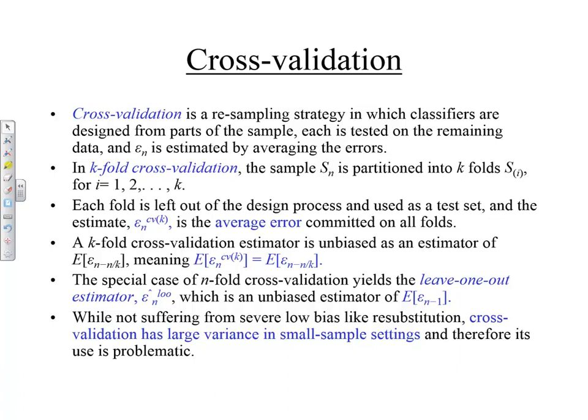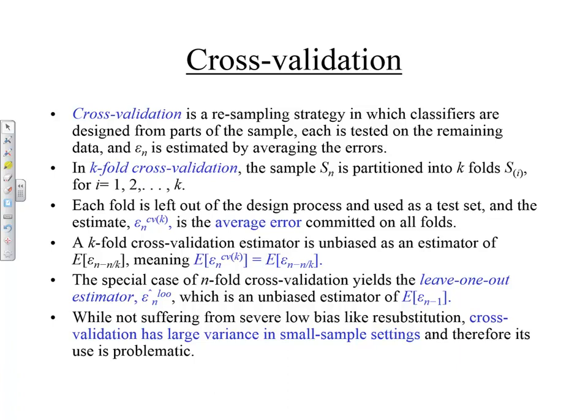So a k-fold cross-validation estimator is unbiased as an estimator of the expected value of epsilon n minus n over k, because remember, you're leaving out n over k points, one fold. So it is the error that is estimated based on n minus n over k points. Meaning that the expected value of this error estimate is the same as the expected value of epsilon n minus n over k.